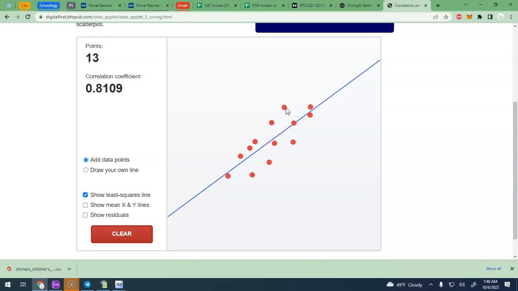Let's put it back. If I remove this point, does that strengthen or weaken the relationship? Strengthen, because you're taking a point away that's kind of an outlier, right? So R should go up. So it's at 0.8109 right now.